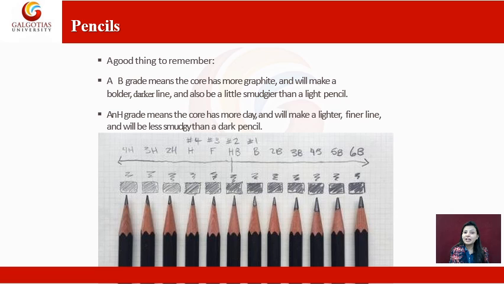H grade means the core has more clay and will make a lighter line, a finer line, and will be less smudgy than a dark line. So basically it is used for construction lines, for light lines, and the HB pencil we use for lettering purposes.